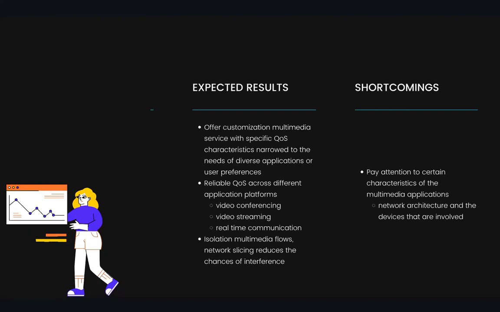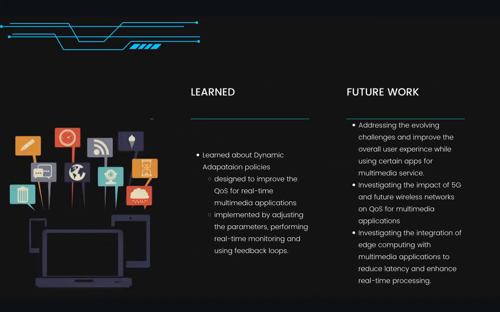So some of the shortcomings of our proposed solution is that while implementing these strategies, we also have to pay attention to certain characteristics of multimedia applications, like the network architecture and the devices that are involved during the process. So our conclusion for this project is some of the key concepts that we've learned from this article is the concept of dynamic adaptation policies and how they're designed to improve the quality of service for real-time multimedia applications.